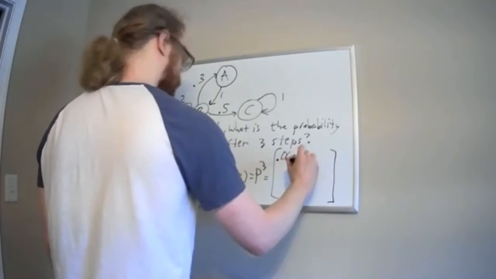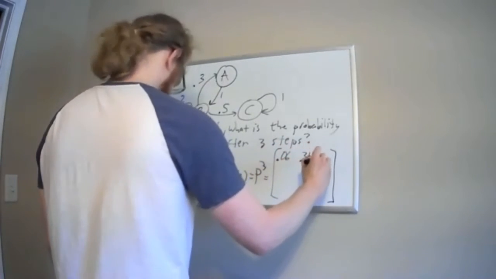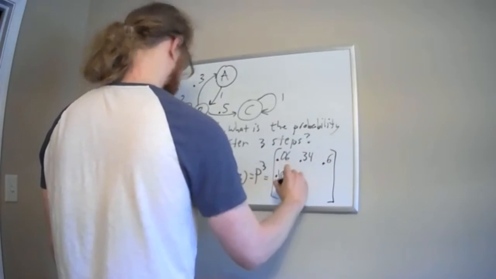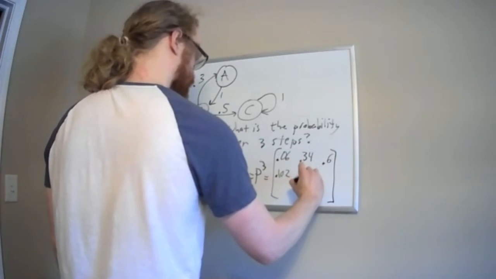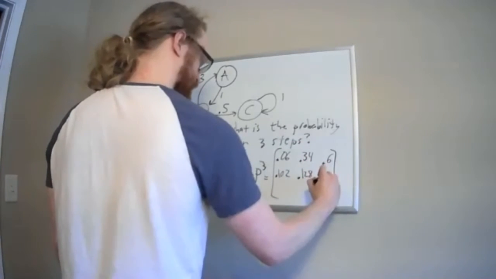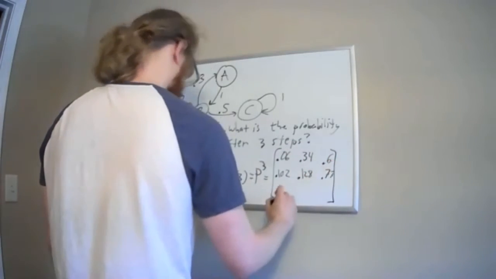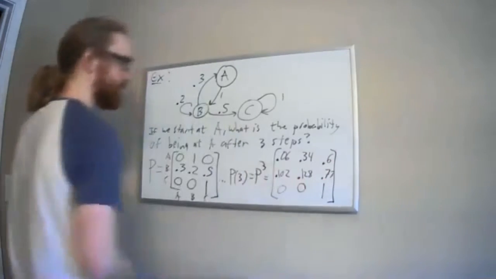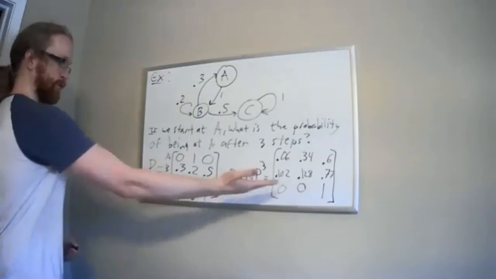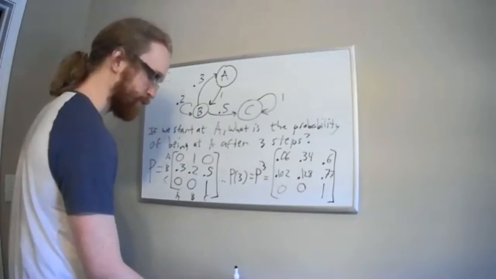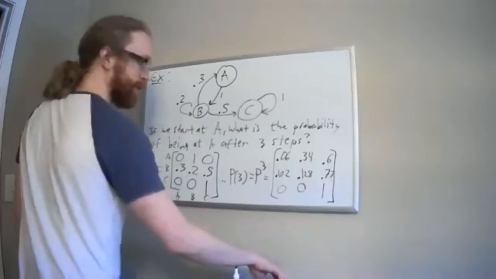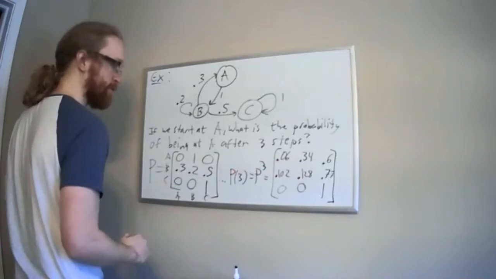0.06, 0.34, 0.6, 0.102, 0.128, 0.77, and then 0, 0, 1. So I invite you to try to work this out or check it in a calculator to make sure that you get the same answer. But this is what I got earlier. So this is our P cubed matrix.